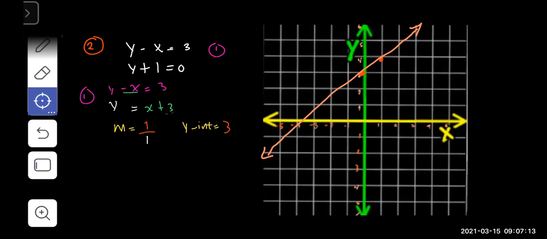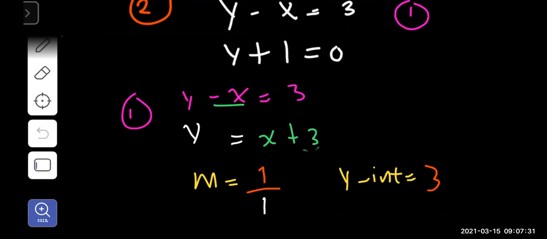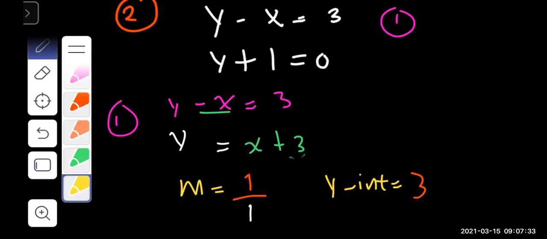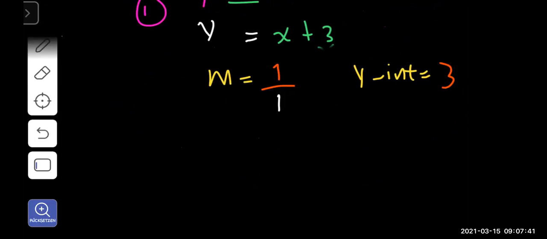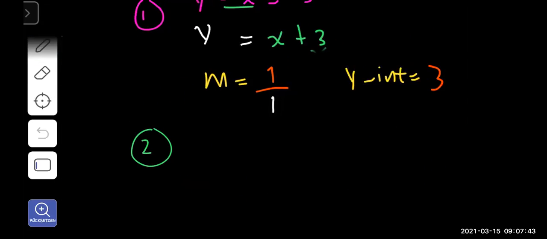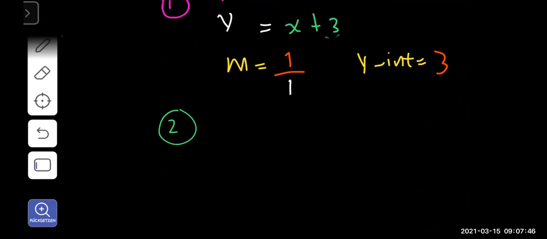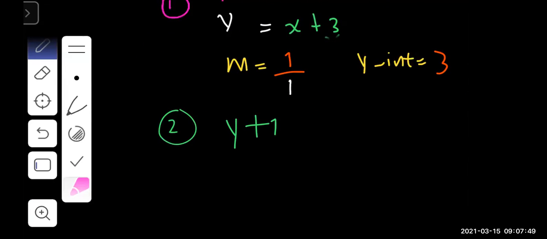In order to do that, what am I going to do? Let's make the other one. I'm going to zoom in just a little bit here. What is equation 2, guys? It's going to be this one, the second one. Let's work with the second equation. Can someone remind me what that one is? Y plus 1 equals 0.